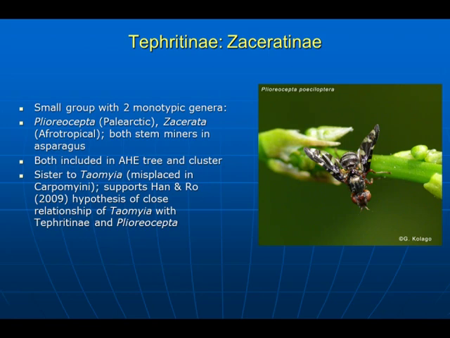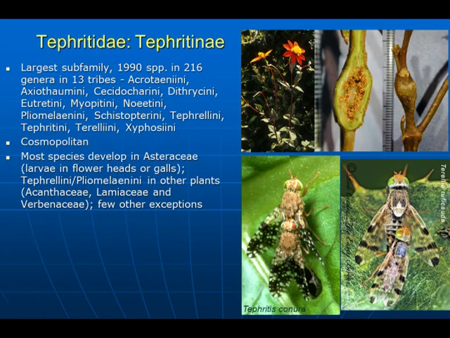Zaceratinae is a very small subfamily. There's only 2 genera. We were fortunately able to include both of them, and they do cluster. And they come out together with this genus Theomaya. Tephritinae is the largest subfamily. Most species develop in Asteraceae, but the Tephritoidea and the Pleomeliinae, as well as a few other exceptions, are not in Asteraceae.